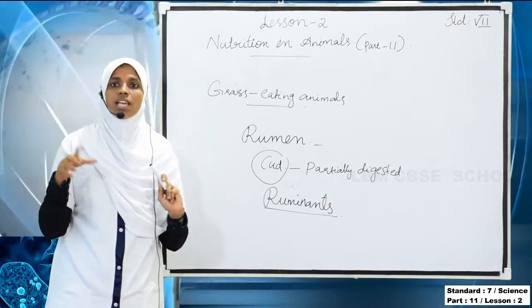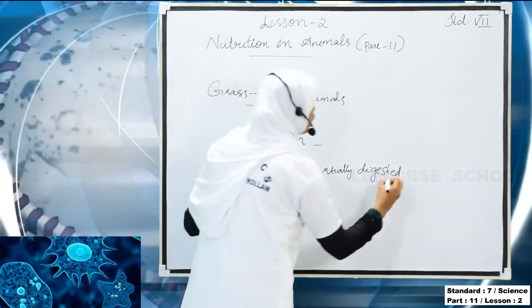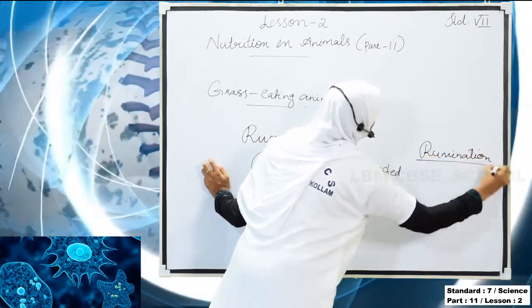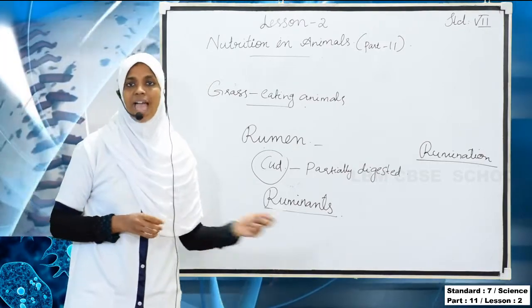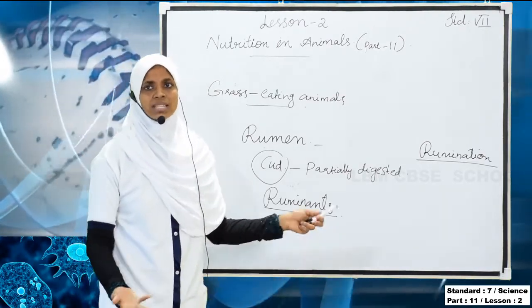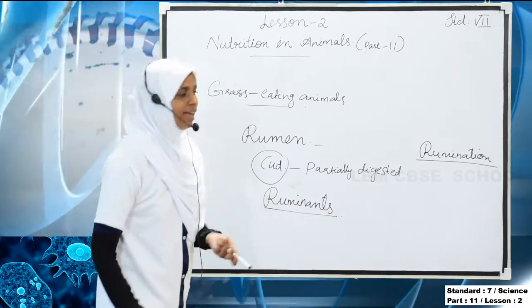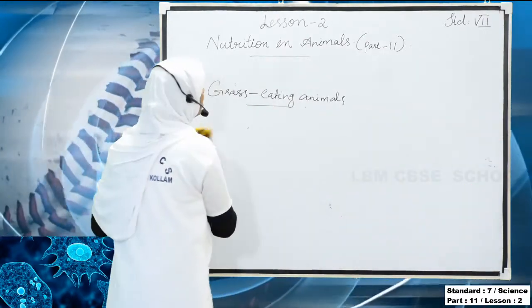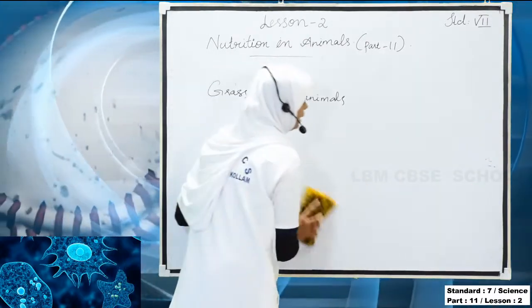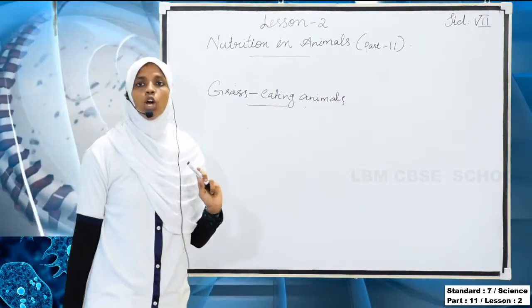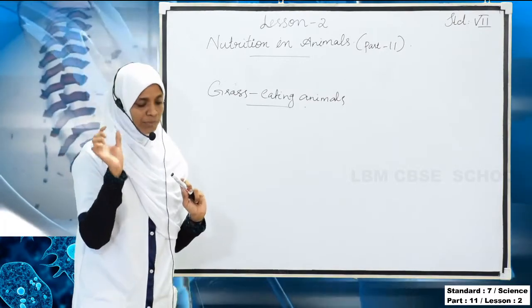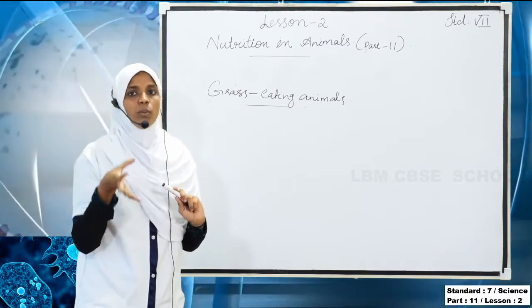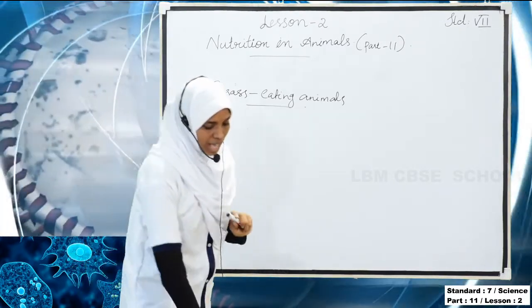The process is called rumination, and the animals which possess the rumination process are called ruminants. What are the examples of ruminants? Cow, buffalo, goat, etc. are ruminants. So we learned about many new terms here: rumen is the part of the stomach, cud is the partially digested food, rumination is the process, and ruminants are the animals which possess the rumination process.